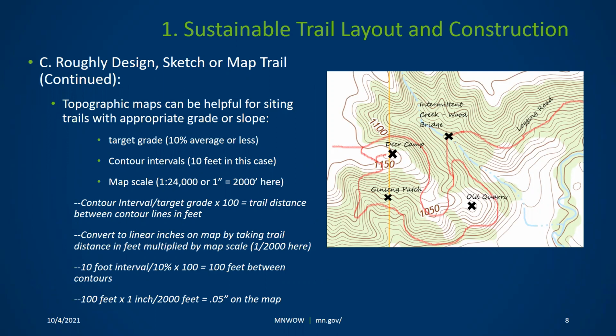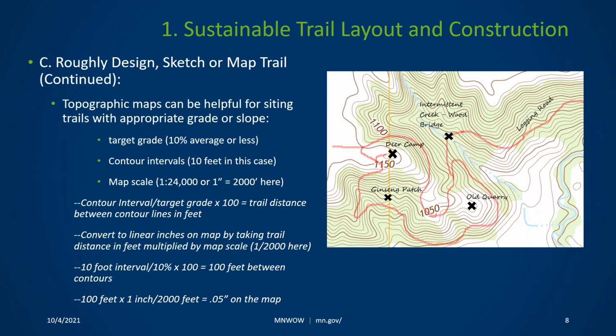So topographic maps, as I say here, can be helpful for siting trails and trying to hit those appropriate grades or slopes. So here I've got an example of just how to determine what map length you need, drawing a line on your map between contours to hit a 10% slope or less. I don't need to go through it all. It's a pretty straightforward little equation here.